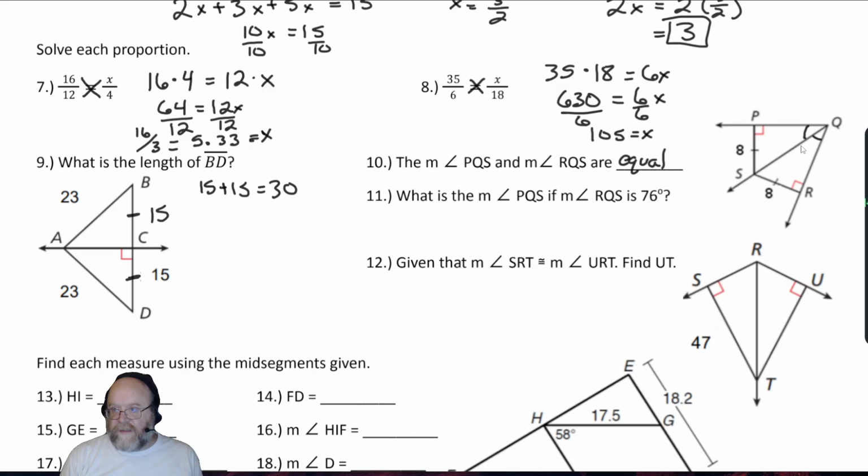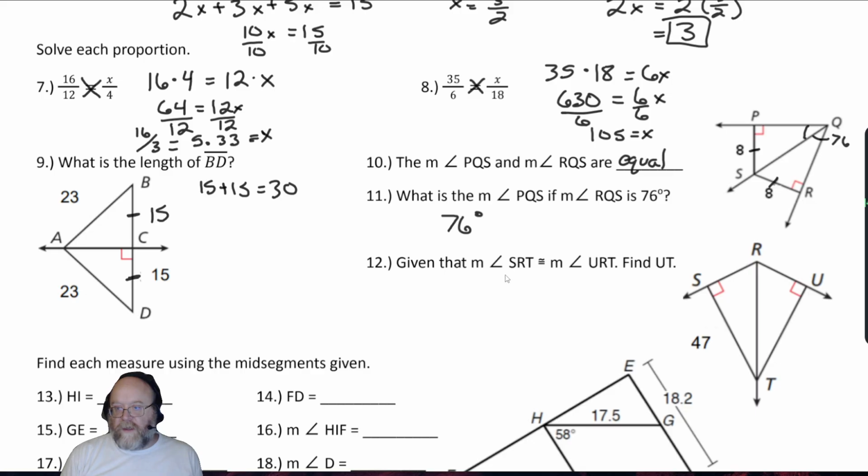This is an angle bisector. That's what this funky little kite shape makes. I know it's an angle bisector because these are congruent. That's the only reason. P and R are equidistant from S, if you forgot that term. Okay, what's PQS if RQS is 76? Well, if this is 76 and they're equal, then it's 76.